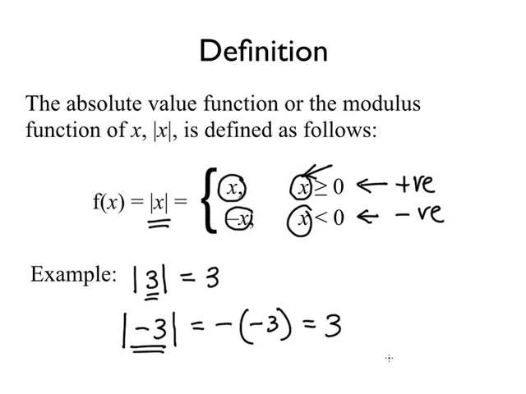Basically, what you have to do is this. If the value inside is positive, I'll get back a positive value. And if the value inside is negative, I'll also get back a positive value. How I get a positive value is by adding a negative sign in front of that value.